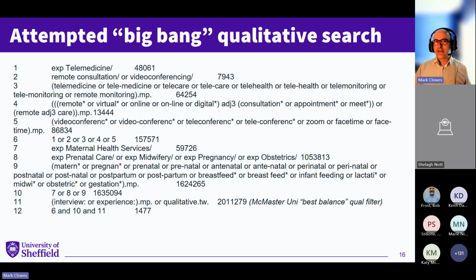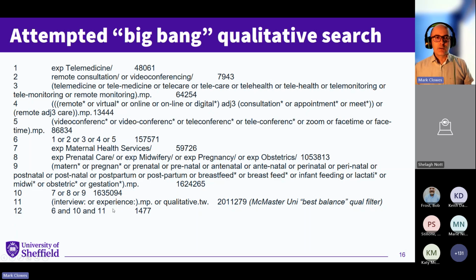If I tried to search for that topic in the big bang way, it might look something like this. So I've got the first few lines here, lines 1 to 5, all looking at this idea of remote care. Again, not a perfect search string, but it's an example of how you might tackle that. I've then combined that with lines 7, 8, and 9, which are all about the fact that it's specifically maternal care that we're interested in rather than other types of medicine or remote consultation.